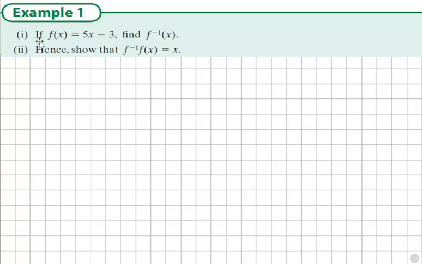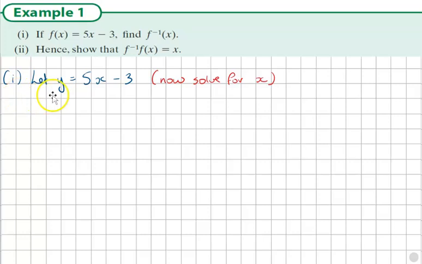Example 1. Part 1. If f(x) = 5x - 3, find the inverse function of x. Part 2. Hence, show that f inverse after f of x is equal to x. So here we see composite functions coming into inverse functions. So part 1, let y = 5x - 3. So all we've done here is swapped f(x) for y and then just wrote down the 5x - 3. And now we're going to solve for x.